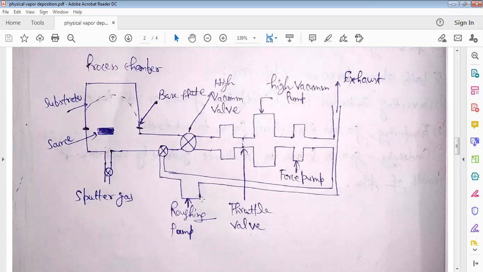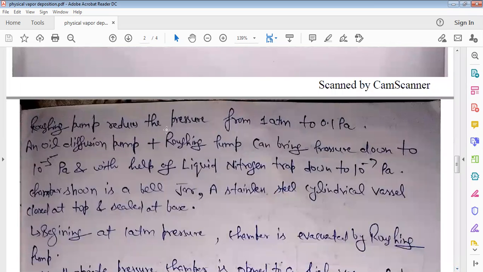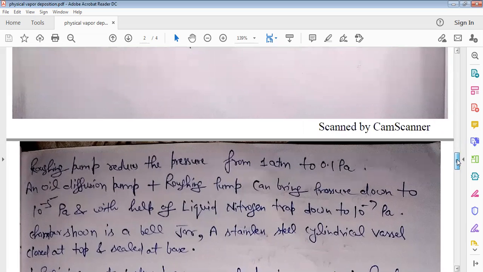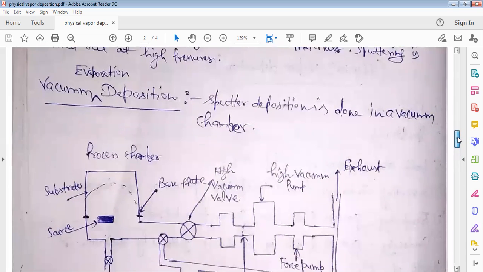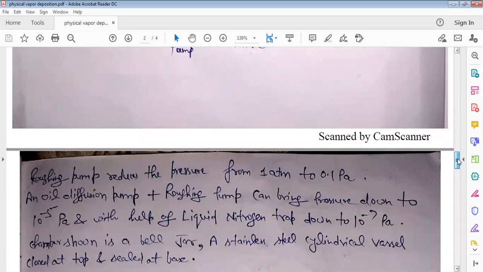First of all, by using this roughing pump, the pressure inside the chamber is reduced. The roughing pump reduces the pressure from 1 atmosphere to 0.1 Pascal. In addition to the roughing pump, we can also add an oil diffusion pump, which can bring the pressure down to 10 raised to the power minus 5 Pascal. And with the help of a liquid nitrogen trap, the pressure can be reduced further to 10 raised to the power minus 7 Pascal. So in vacuum evaporation deposition, the pressure is from 10 raised to the power minus 5 to 10 raised to the power minus 7 Pascal.